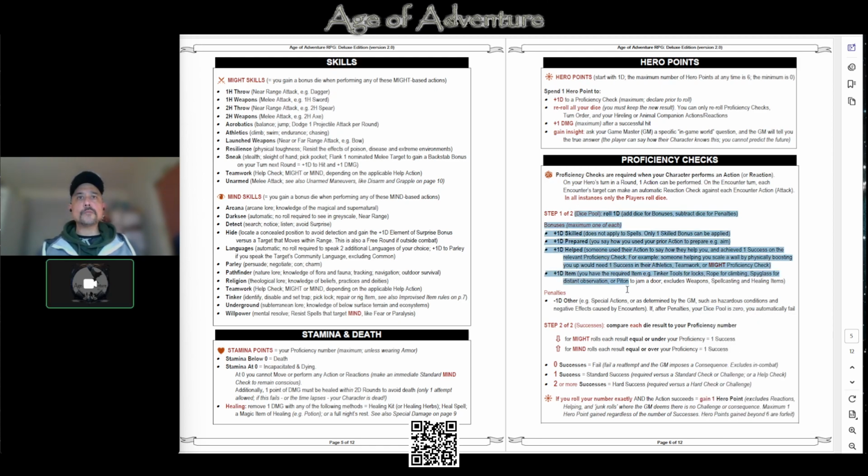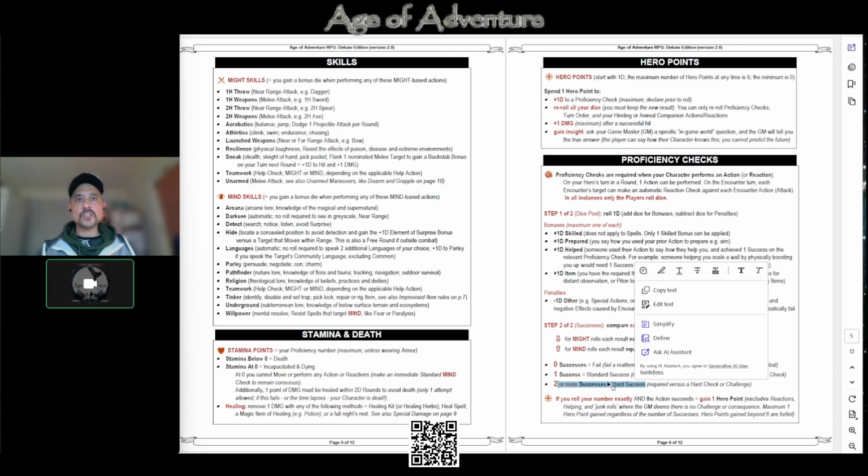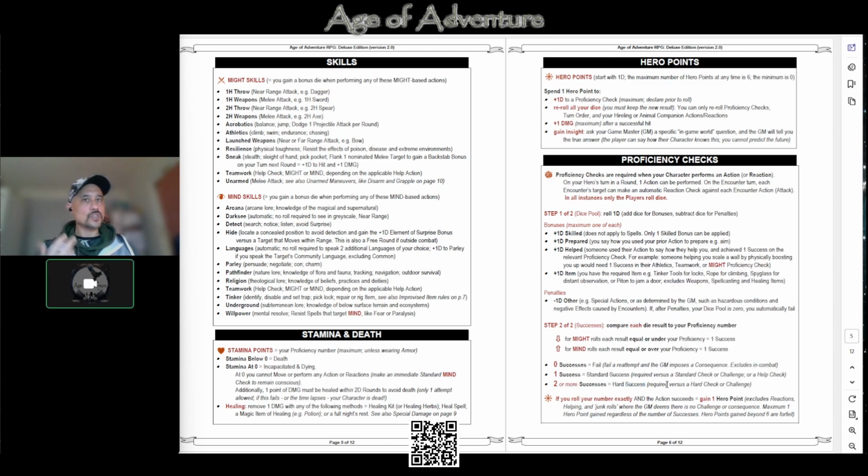So once you've determined your dice pool with those rules, it's time to roll to see how many successes. As I mentioned, you're looking at least 1 success for a standard success, or 2 or more successes is a hard success, which is like a guaranteed success. If you get 2 successes, you know that you've succeeded in your action.